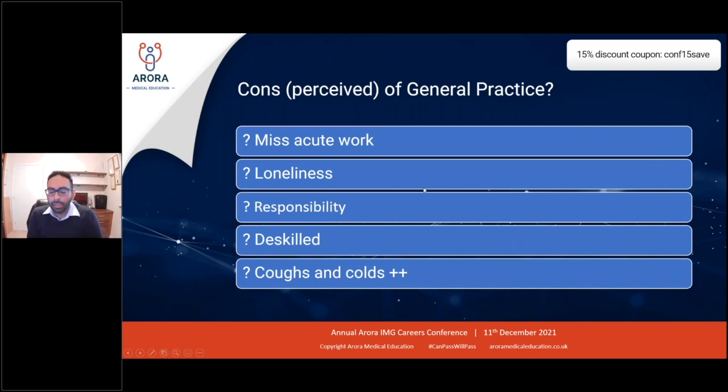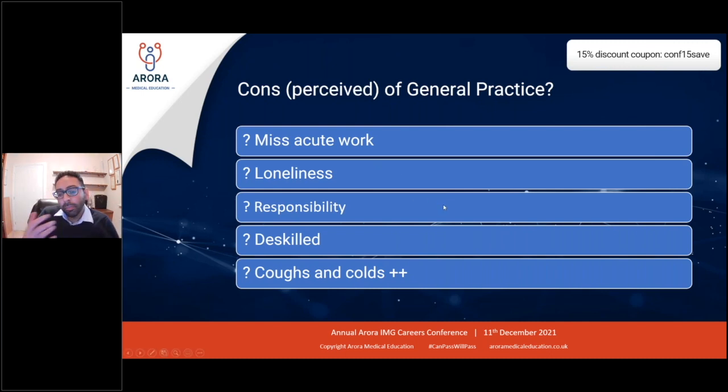Loneliness is a thing to think about. A lot of people working in general practice can have the perception of being lonely, because you work on your own in a room. Often you have a clinic of patients that you see regularly. And if you're a locum GP in particular, you may not even know the team or the practice that you're working in. So it can become quite a lonely specialty unless you have things in place to make sure that doesn't happen. And again, that's something that can be developed.